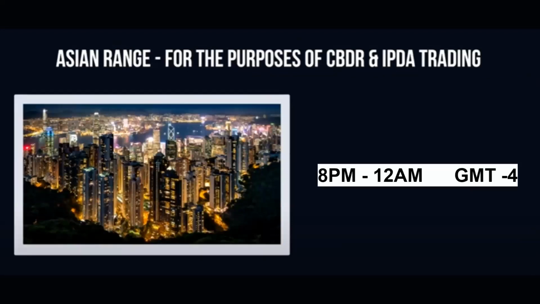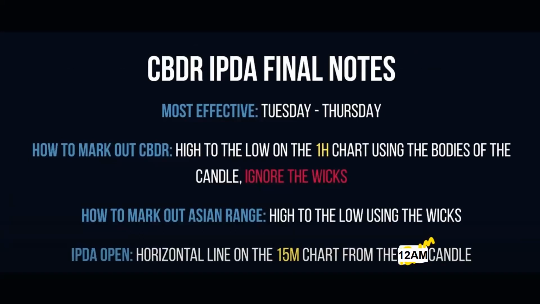We're also going to be talking about the Asian range for the purposes of the CBDR and IPDA trading. Your Asian range is going to be 8 p.m. to 12 a.m. GMT -4 or New York time. Some final notes: this is most effective Tuesday through Thursday. Sunday and Monday, you want to be a little bit more cautious.